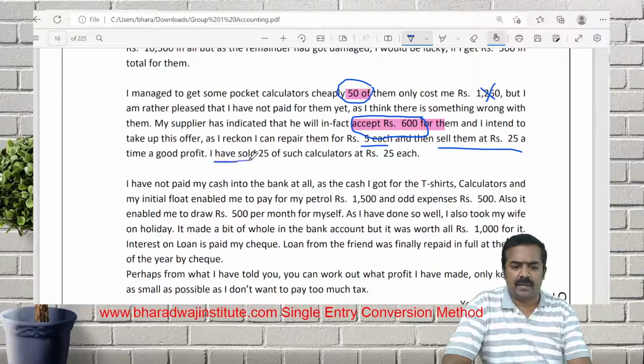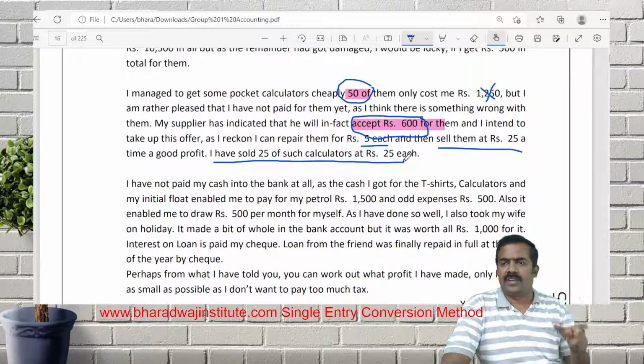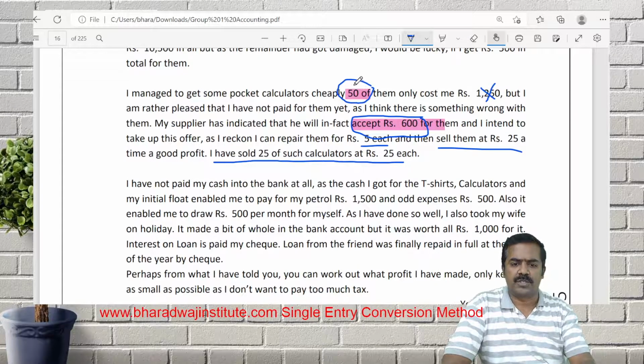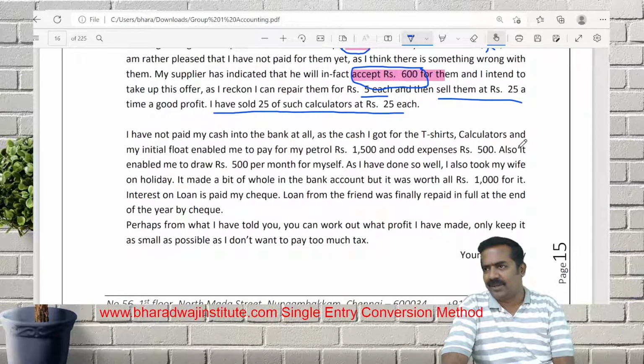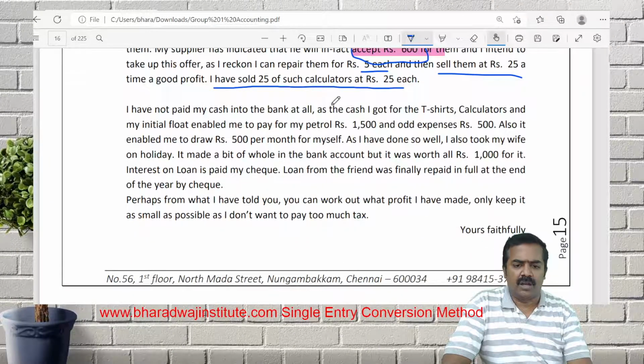He has sold how many calculators? 25 calculators for 25 each. So simple: get the 50 calculators. They are not in good condition. Repair them, then what? Sell them. So first you will do the repair work for all the 50 calculators. How many calculators are sold? 25 calculators are sold for 25. Here also we have to value what? Closing stock.